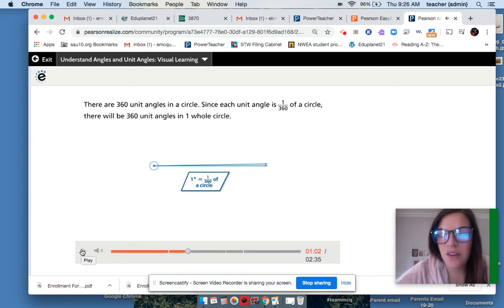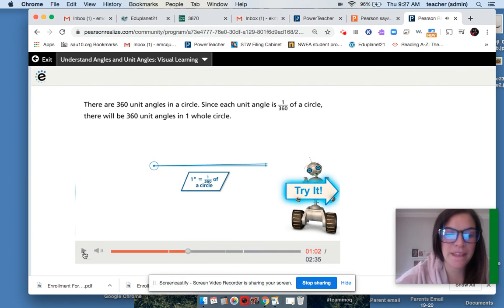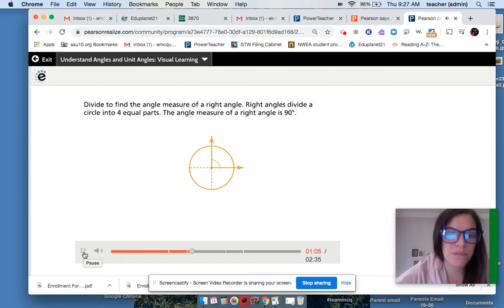Just like in sixths, right? If I had 1/6, I said that was the unit angle, 1/6. Well, there are 6 of the 1/6 in a whole. So there are 360 ones in 360. Divide to find the angle measure of a right angle. Right angles divide a circle into 4 equal parts. So each of those 4 parts are 90. 90, 90, 90, 90. Measure of a right angle is 90 degrees.